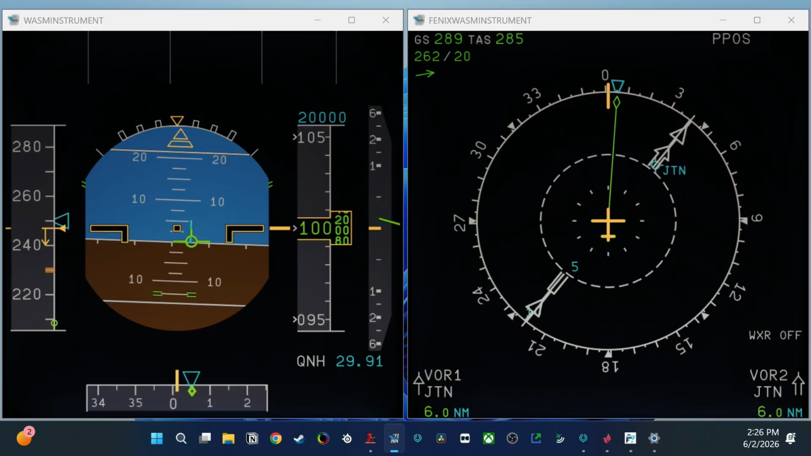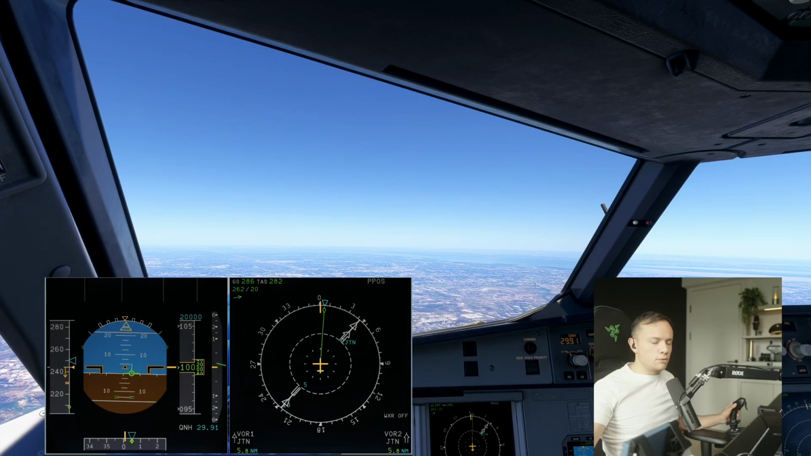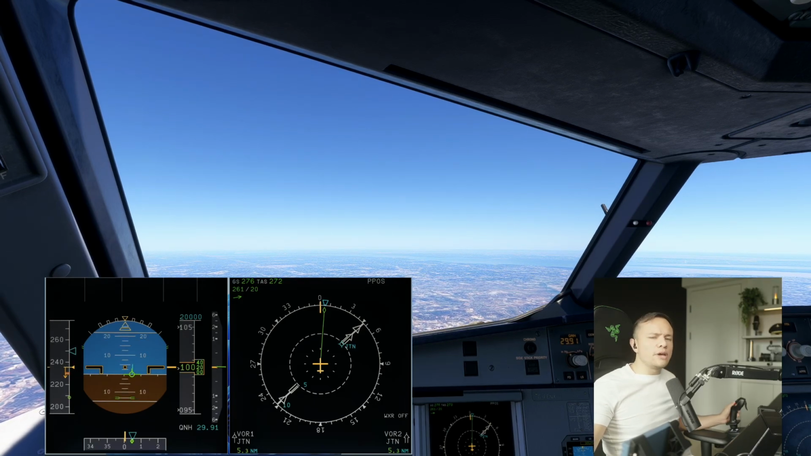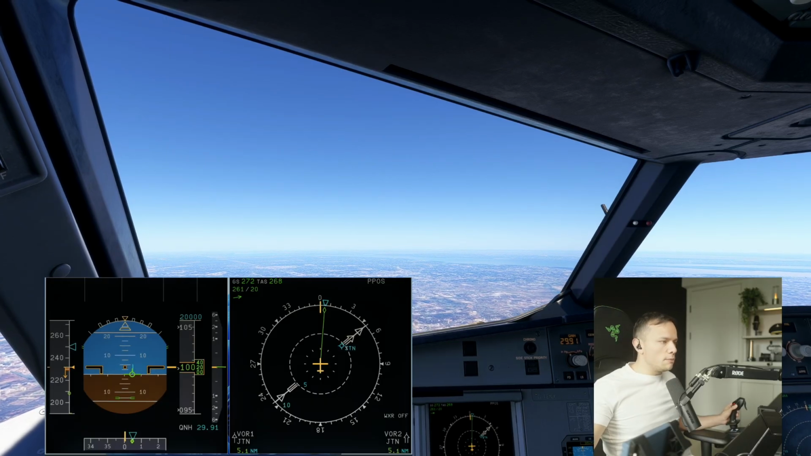So then the first protection that I want to show you, now we'll put the thrust levers to idle. It will be the high angle of attack protection. What it means is that basically we cannot stall the airplane in the normal protections, right?